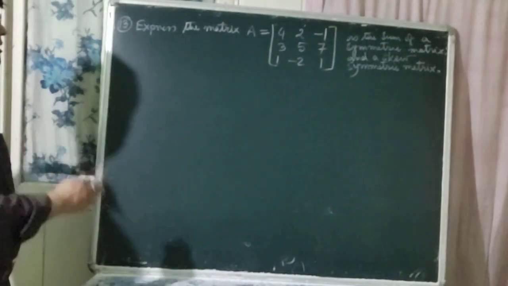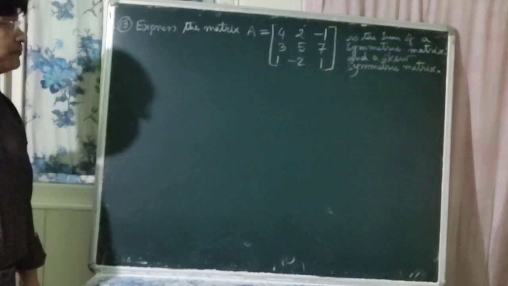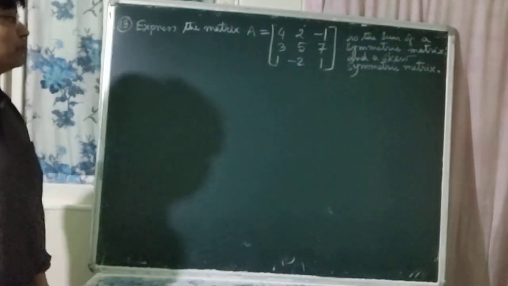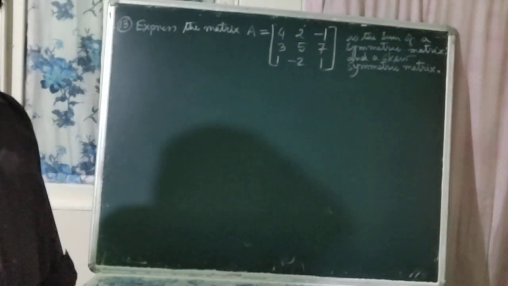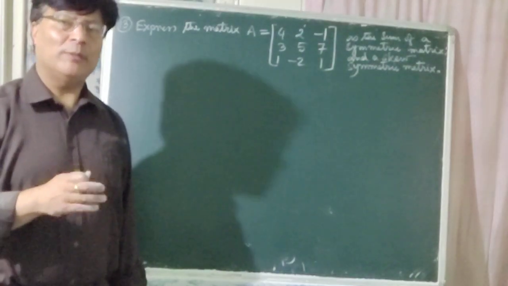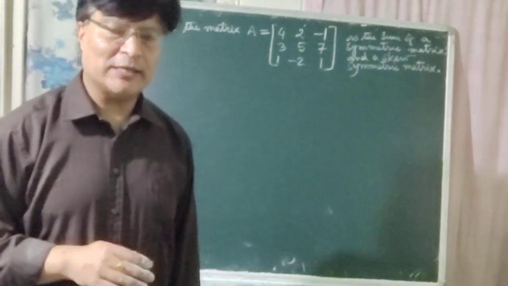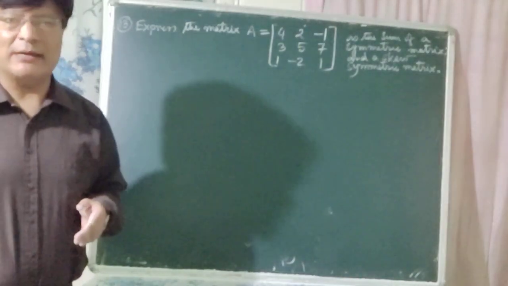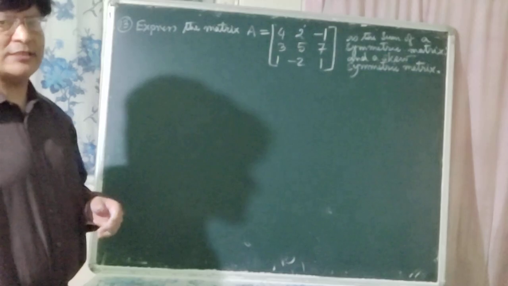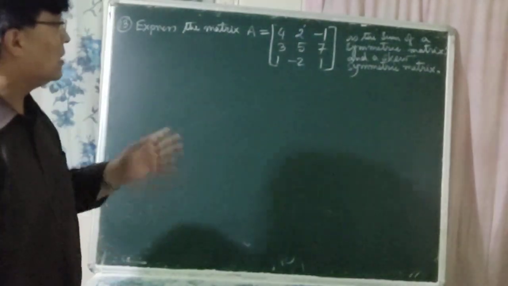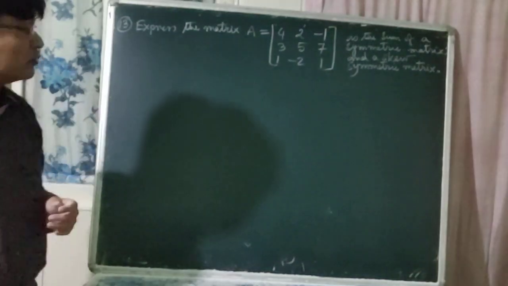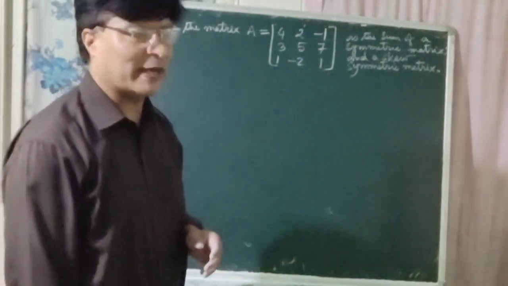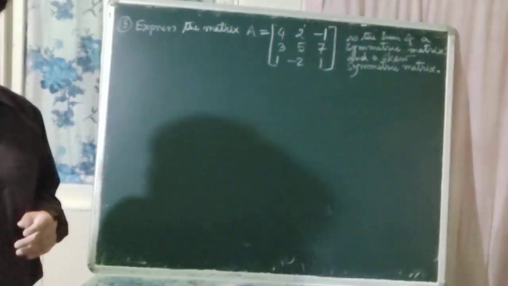Now we'll do the next question, question number 13. It is a very, very important question. Express the matrix A, the third order matrix given here, with all the elements kept within brackets. In case of a matrix, all the elements are arranged within brackets, but in case of a determinant, two vertical lines are given and the elements are arranged within them. So matrix A is a third order matrix: in the first row 4, 2, minus 1; in the second row 3, 5, 7; and in the third row 1, minus 2, 1. You have to express this matrix as the sum of a symmetric matrix and a skew symmetric matrix.